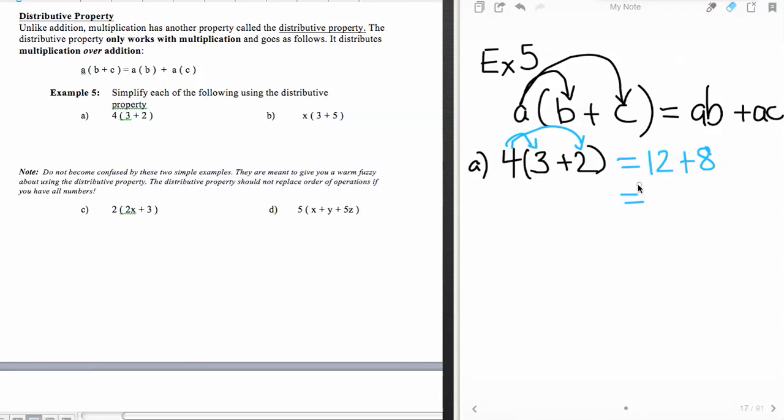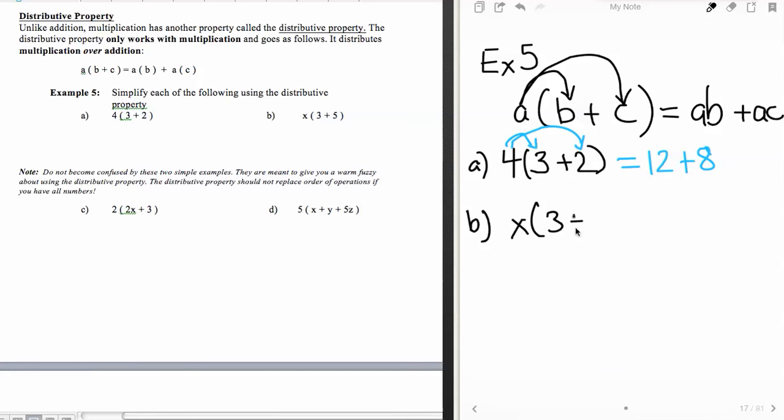I'm just going to leave it as the sum because we're just interested in the distributive property. But you see, this is 20, and if we did order of operations like we should with numbers, we would say 3 plus 2 is 5, and 5 times 4 is 20. And there's your warm fuzzies. That was what I was talking about, that we would definitely get what we expected. But we are practicing the distributive property here.